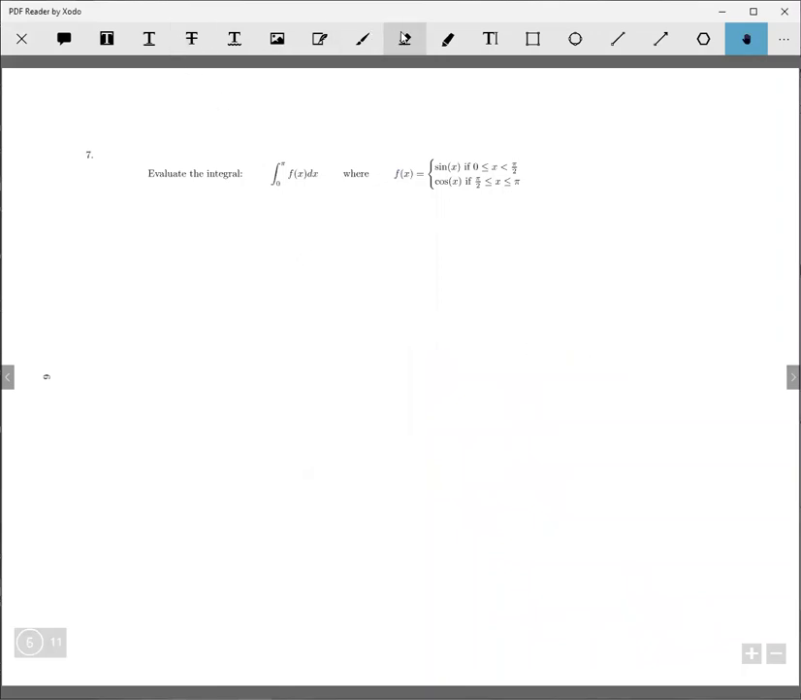Now, let's go to number 7. We're supposed to evaluate this integral, the integral from 0 to pi, where f of x is sine x if x is between 0 and pi over 2, and it's cosine x if x is between pi over 2 and pi.